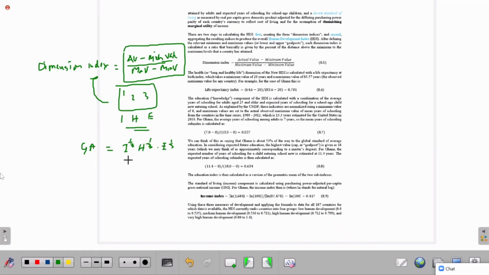The geometric average is taken when we get a dimension index from each of the above indicators. So first take the example of life expectancy. The minimum value is 20 for any country in the world, and the actual value is there. Suppose in this example the actual value is 64.6 for a country, Ghana. The minimum value for any country is 20, and the maximum value is 83. So the ratio gives 0.701. In this way, the life expectancy dimension index is done.